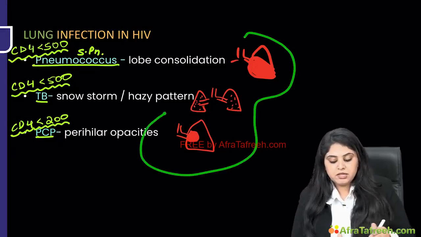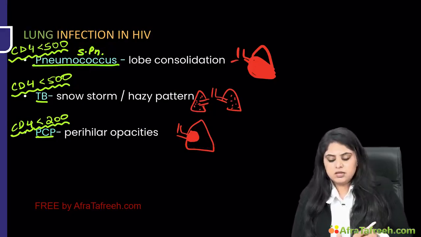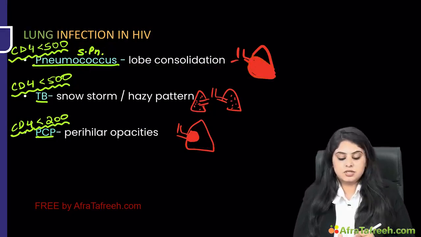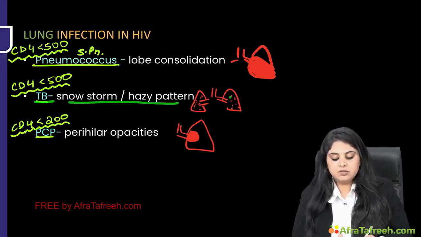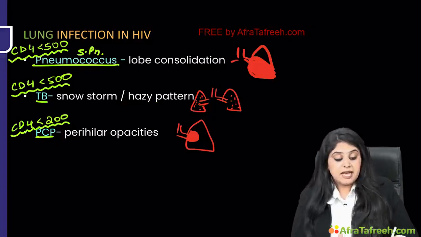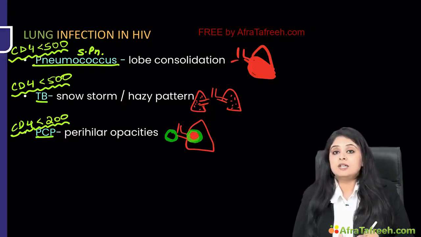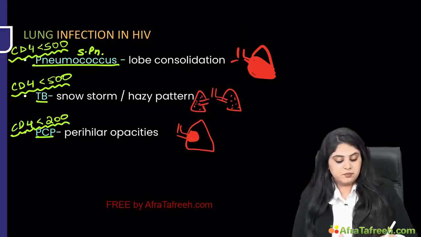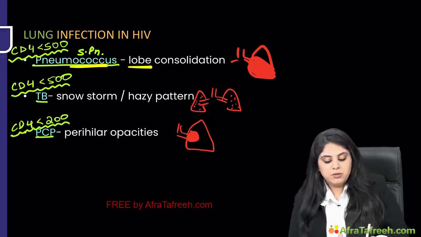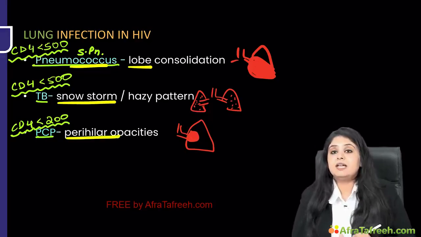Then you will see what is the radiology given. We all know Streptococcus pneumonia, the pneumonia that involves an entire lobe, that is lobar consolidation. For TB, I think everyone knows there's a very famous snowstorm or hazy appearance in radiology. And Pneumocystis carinii is very famous for perihilar involvement, around the hilum. Repeating, pneumonia has lobe involvement, TB has a snowstorm, hazy pattern, and Pneumocystis has perihilar opacities.